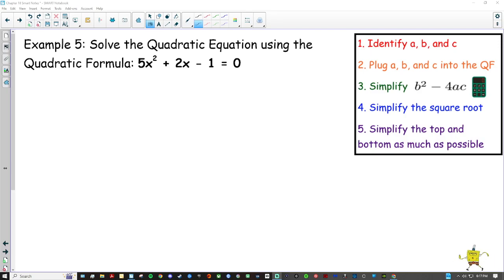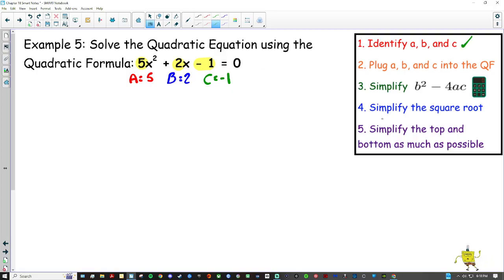We are going on to example 5, our second quadratic equation with the quadratic formula. Getting just a little bit more difficult here. We're following the same steps. First things first, we're going to identify our A, our B, and our C. Taking a look at this, I can see that A is 5, B is 2, and very carefully, C is -1. Okay, A, B, and C. Be careful of your negatives.